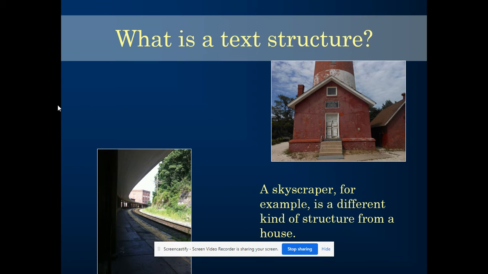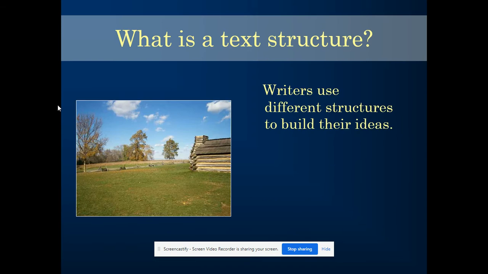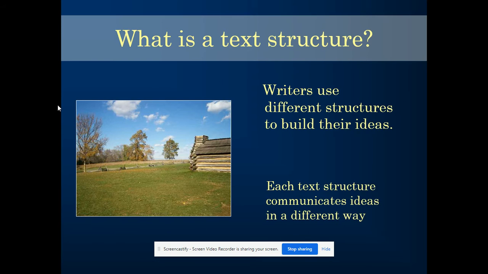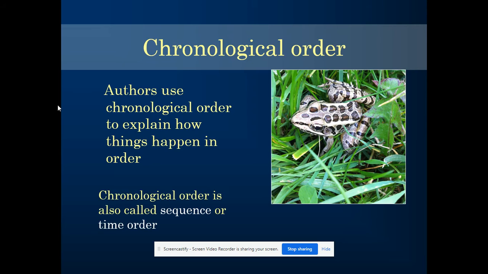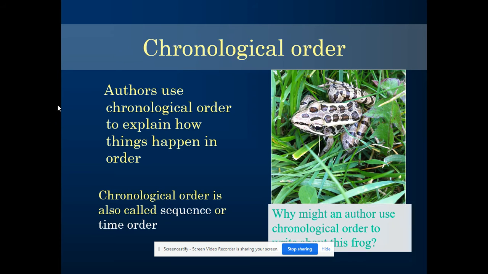So we're going to kind of skip through some of this just because I don't want this video to be so extremely long. The first one we're really focusing on is called chronological order. Can you say chronological order? When we say chronological order or sequencing, we're going to hold up fingers 1, then 2, then 3, because chronological order tells us how things happen in a specific order. So again, it's called sequence or sometimes time order.